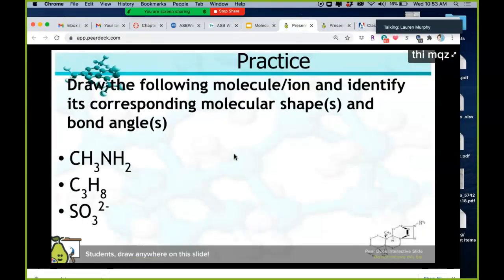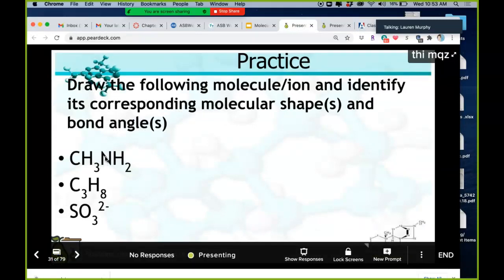Okay, so let's practice. I would like you to take a moment, and I'm not going to do these with you this time. I'll do them, but not right with you. So please write these down. CH3NH2, this guy's name is methylamine. And then C3H8, and then this is sulfite. So go ahead and write them down, and then I'd like you to draw them. I'd like you to identify the shapes. If there's more than one, identify all shapes, and then the bond angles of those shapes. I'll give you about 2 or 3 minutes or so.